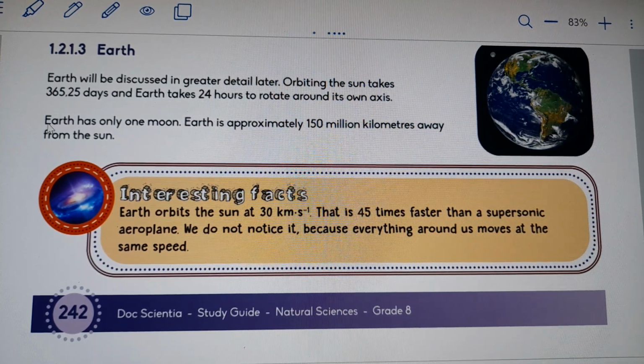Very interesting. Earth has only one moon. At least we have a moon. And Earth is how many? 150 million kilometers away from the sun.